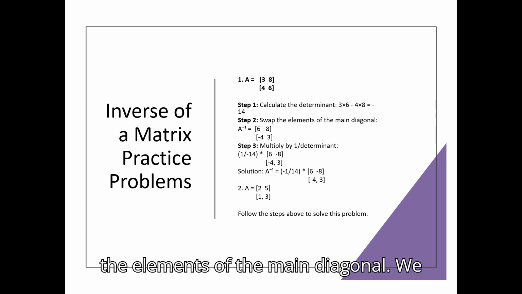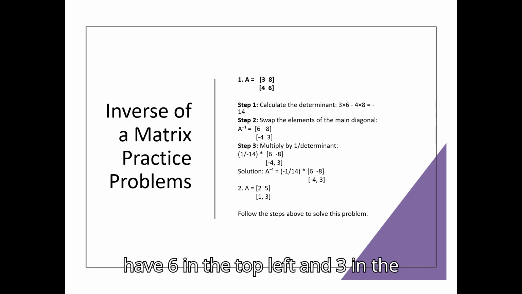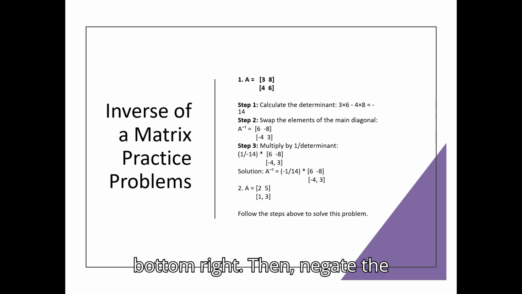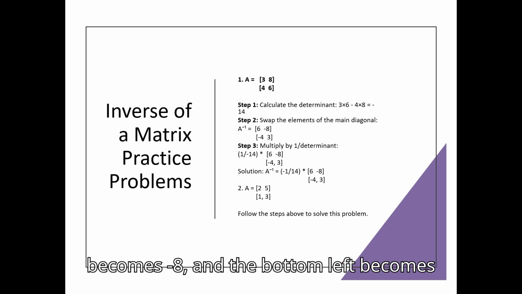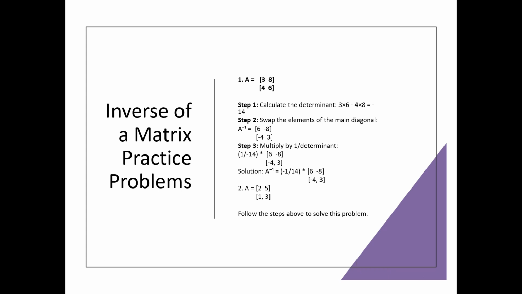Step 2. Now swap the elements of the main diagonal. We have 6 in the top left and 3 in the bottom right. Then, negate the off-diagonal elements. The top right becomes -8, and the bottom left becomes -4.